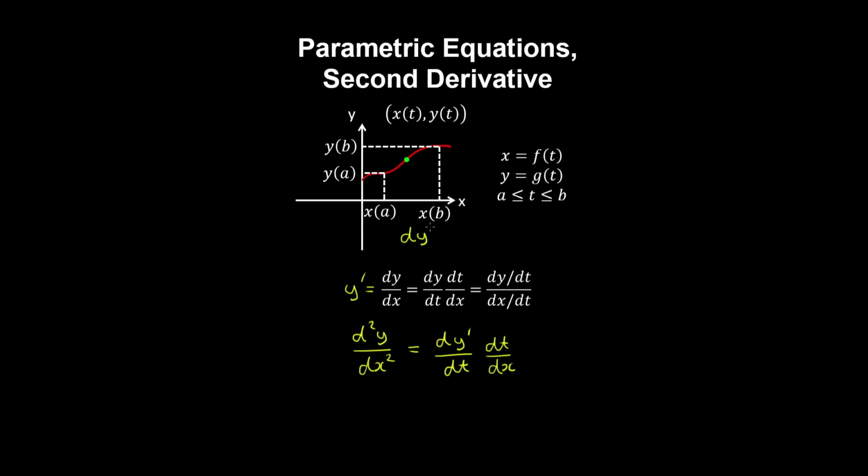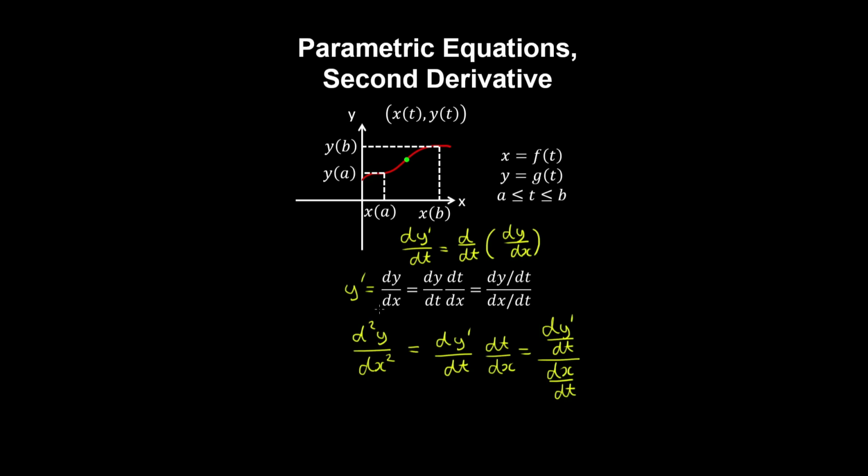So dy dash dt is basically the derivative of the first derivative with respect to the parameter t. And therefore, this can be written as dy dash dt over dx dt.